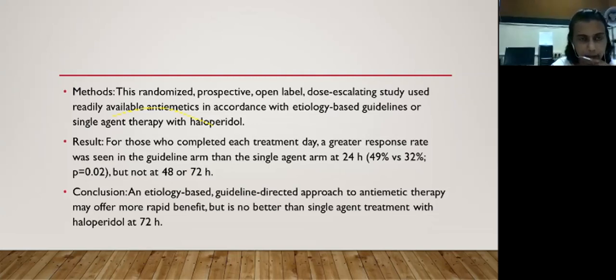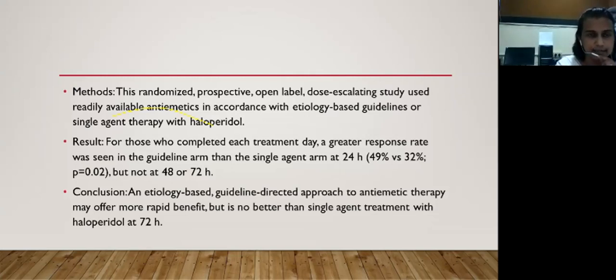But in this trial, what they did was, in one arm, they just gave blind haloperidol to all the patients, and in the other arm, they gave treatment according to etiology-based guidelines. What they found was that the etiology-based, guideline-directed approach to antiemetic therapy offered rapid benefits. For those who completed the treatment each day, a greater response rate was seen in the guideline arm than the single agent arm in 24 hours.